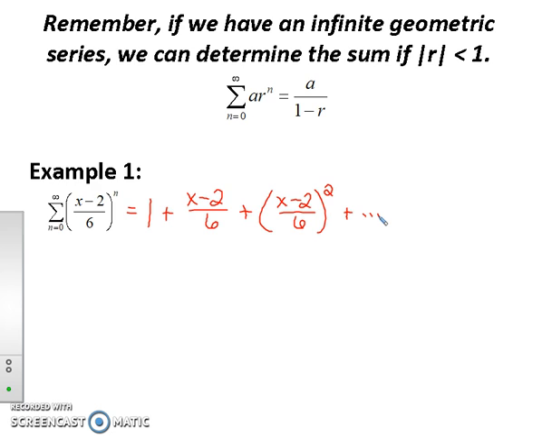Okay? To find the common ratio, just like we did with geometric series, we would do 2 consecutive terms divided together. So even though our first term is a 1, we can still use it to find our common ratio. So if we do the second term divided by the first term, our common ratio is x minus 2 over 6. And our first term is the number 1.